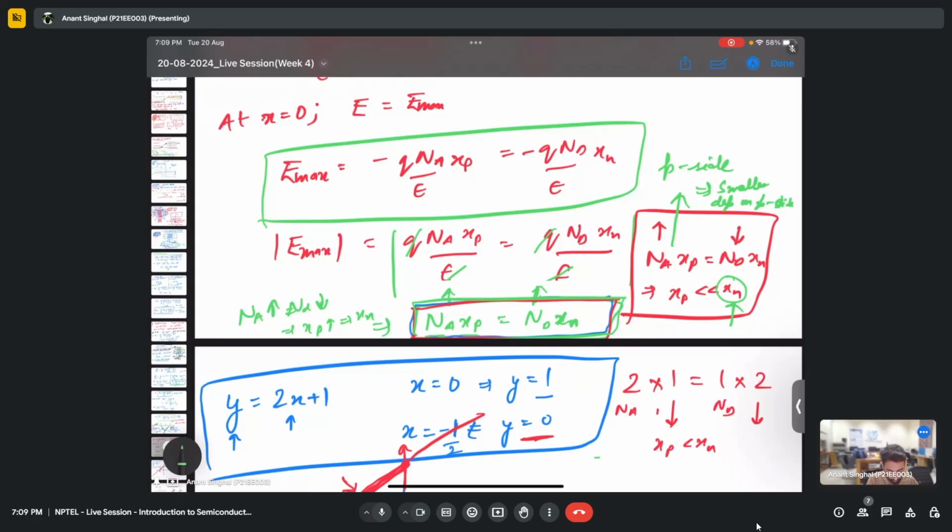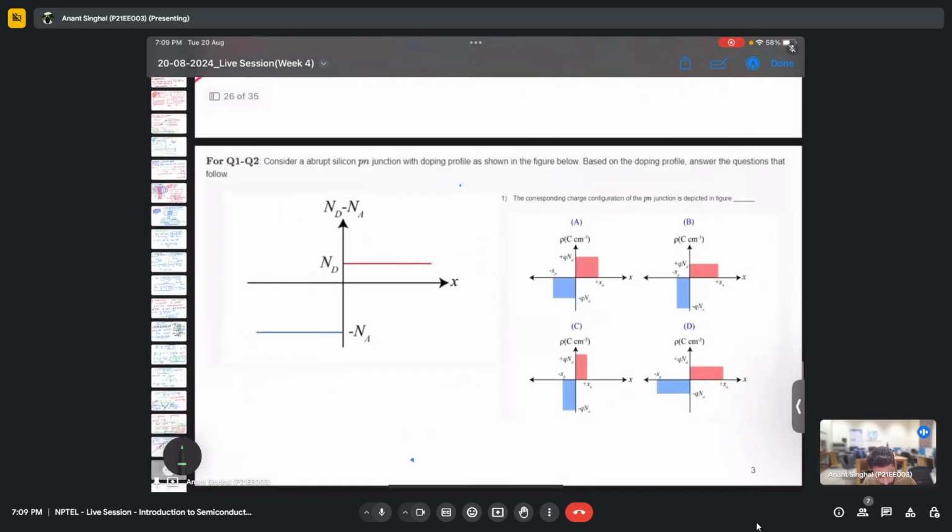Okay, so if this is clear, then try to solve this problem. We have an abrupt silicon PN junction with a doping profile as shown in this figure. Based on the doping profile, answer the question. The first question is the corresponding charge configuration. So which one is the charge configuration? Kindly let me know quickly.